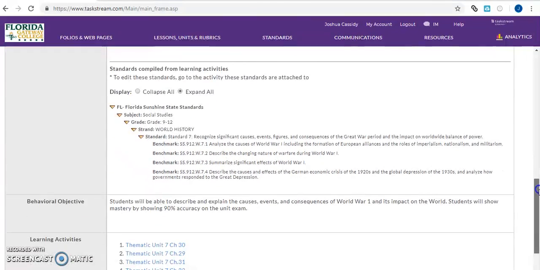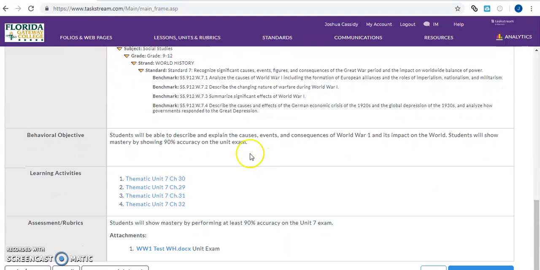Let's see, further down here, for the behavioral objective, what I wrote for this unit is students will be able to describe and explain the causes, effects, consequences of World War I and its impact on the world. Students will be able to show mastery by showing a 90% accuracy on the unit exam. And I include that as well. I have it down here. The exam they'll have to take with it.